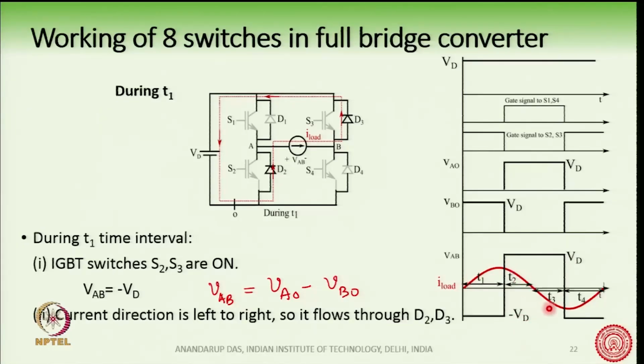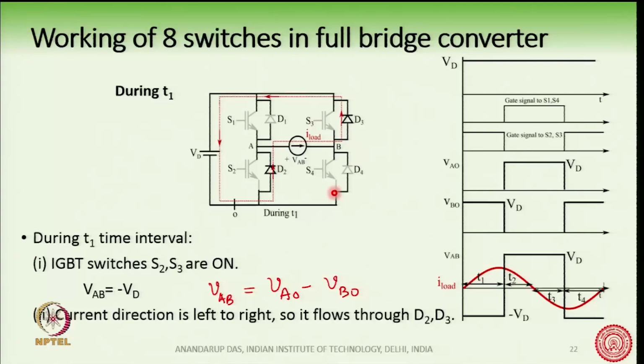Now, depending on the power factor, the current can be sometimes positive and sometimes negative with respect to the VAB voltage. So, let us take the time duration T1 where the VAB voltage is minus VD and the current is positive. And so, I can find out which are the switches conducting. First I will see that I have applied the gate signal to S2 and S3. So, these two diagonal switches must be conducting at this point.